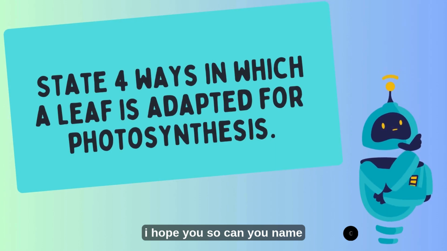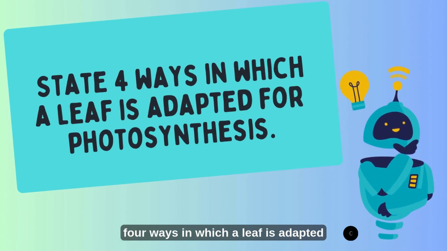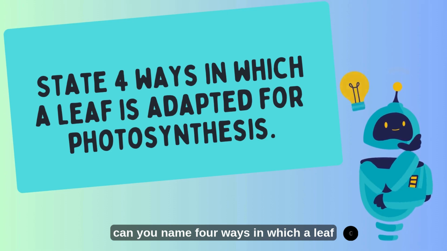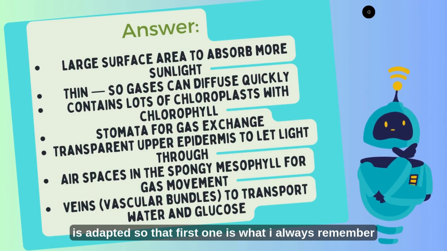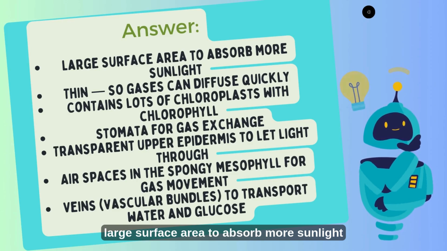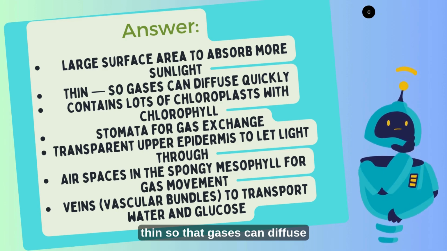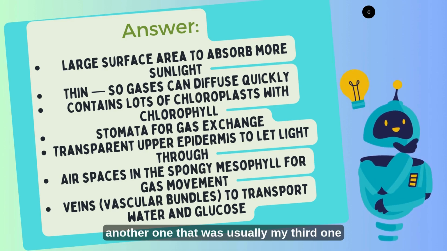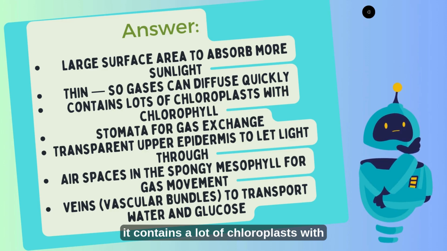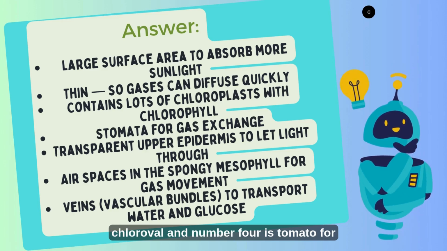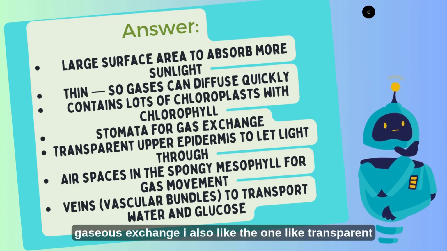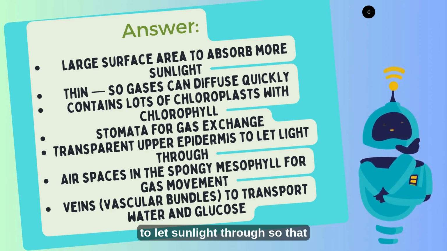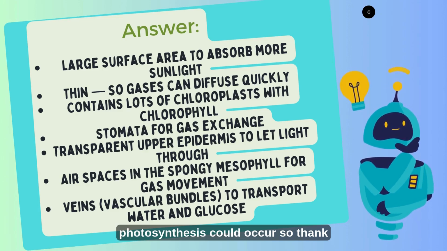So can you name 4 ways in which a leaf is adapted for photosynthesis? The first one is what I always remember: large surface area to absorb more sunlight, thin so that gases can diffuse quickly. Another one, usually my third one, is that it contains a lot of chloroplasts with chlorophyll. And number 4 is stomata for gaseous exchange. I also like the transparent upper epidermis. Why would it be transparent? To let sunlight through so that photosynthesis can occur.